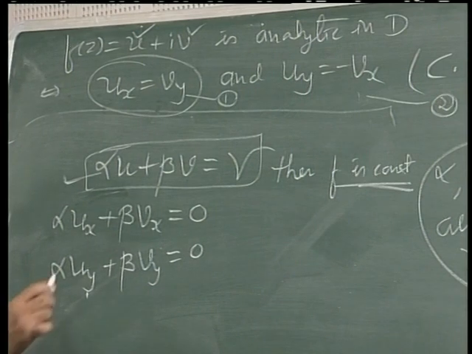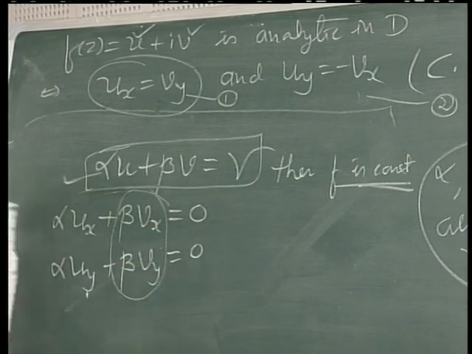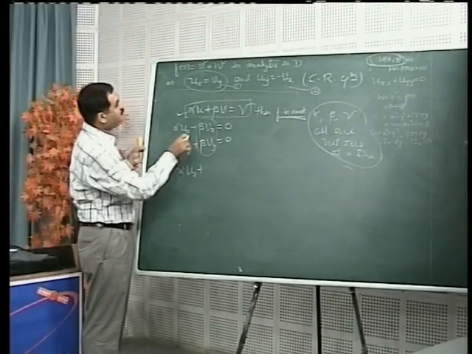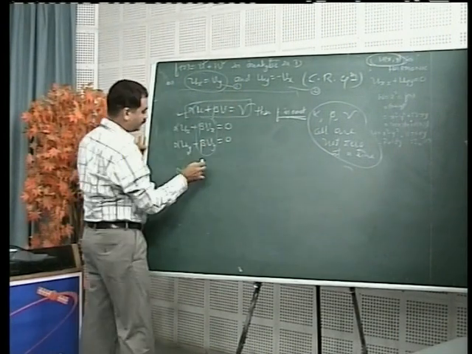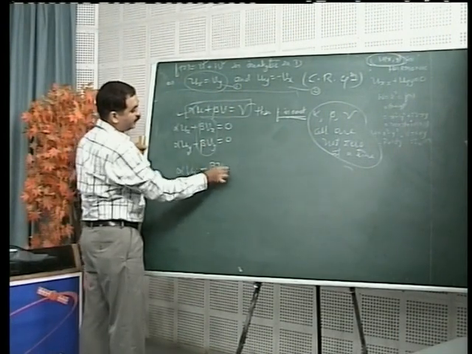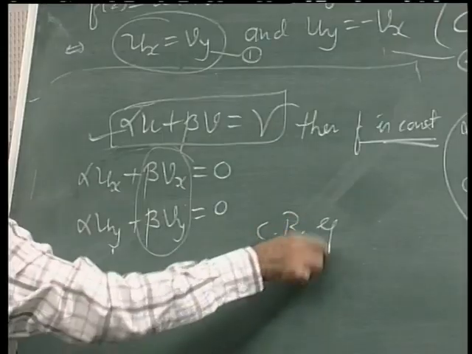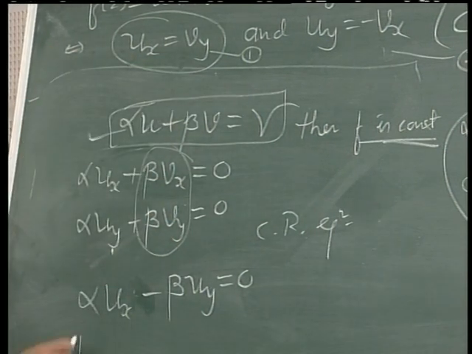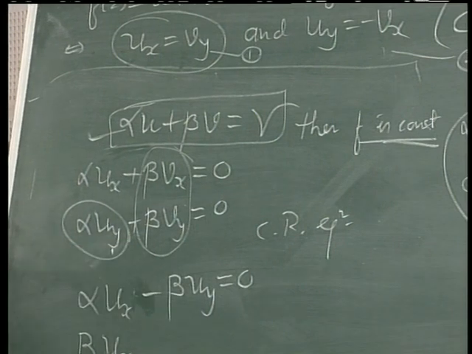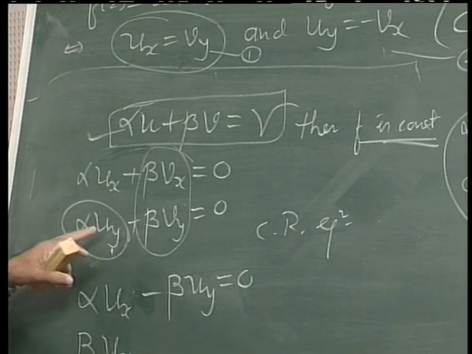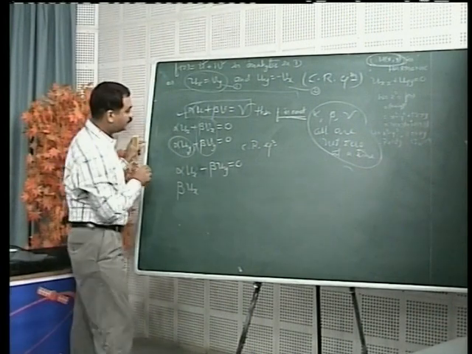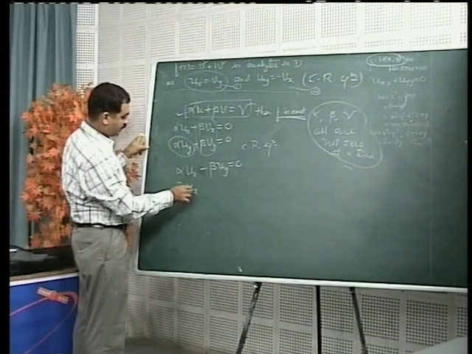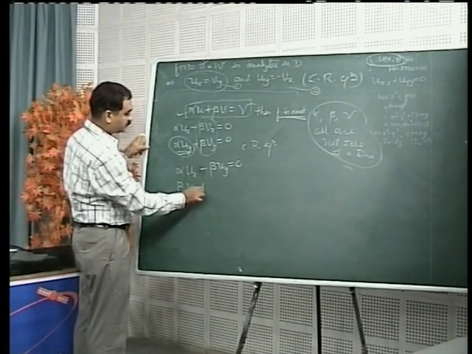Now we shall use CR equations here. So what we have is alpha ux plus vx. What is vx? Yes, minus beta uy, using CR equations. Then what is vy? Vy is ux. So this is beta ux and alpha uy. This is alpha ux and this is plus alpha uy.